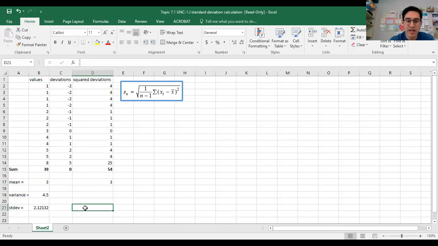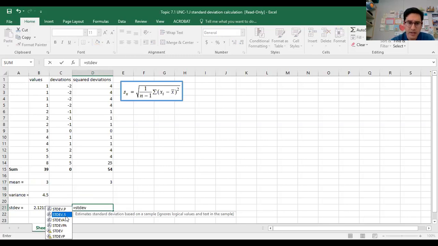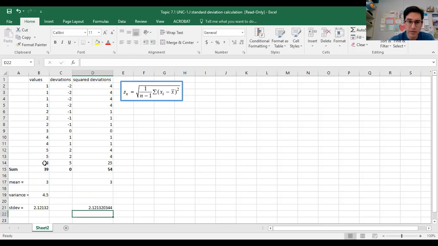If I wanted the standard deviation, there's a couple different commands. So we want standard deviation.s. Okay. That means that we want the standard deviation of a sample, right? We're assuming that these are values of a sample, not values of a population. So let's highlight the values of our sample, and there it is, 2.12.